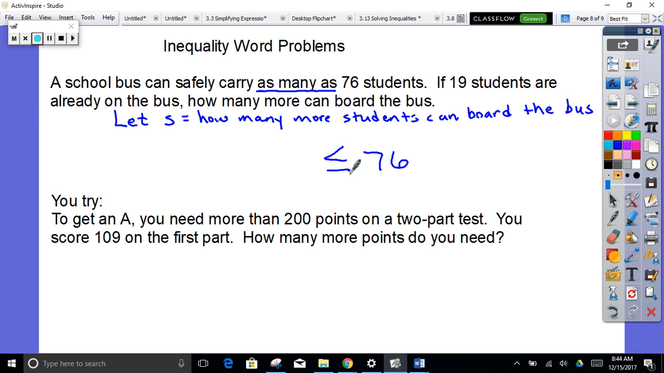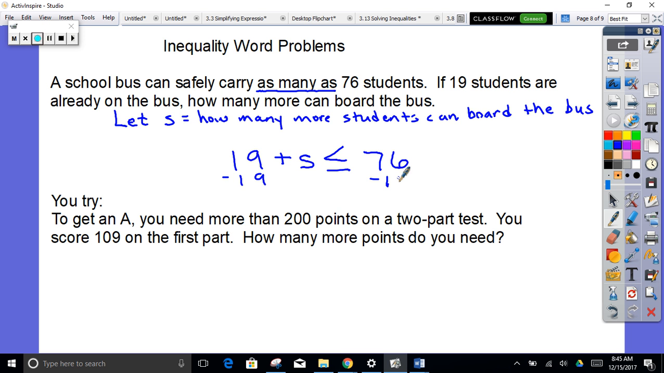Okay, so what could we write now as an expression for the number of students who are on the bus? Devin? 19 plus S. Yeah, 19 plus S. So 19, the number of students who are already on the bus, plus the number of students who are going to board the bus has to be less than or equal to 76. Okay, let's check, see what we end up with.